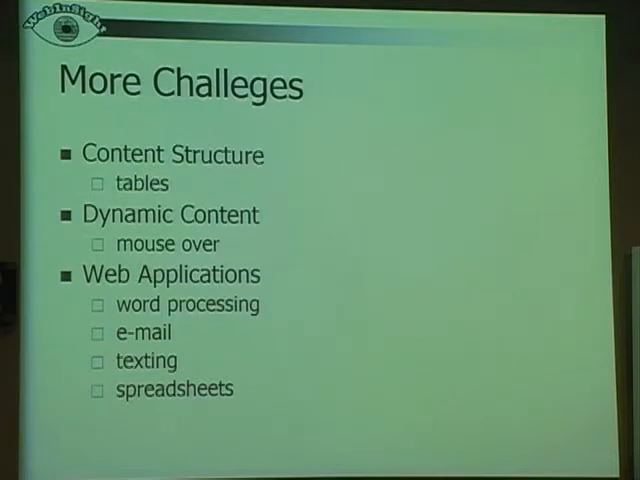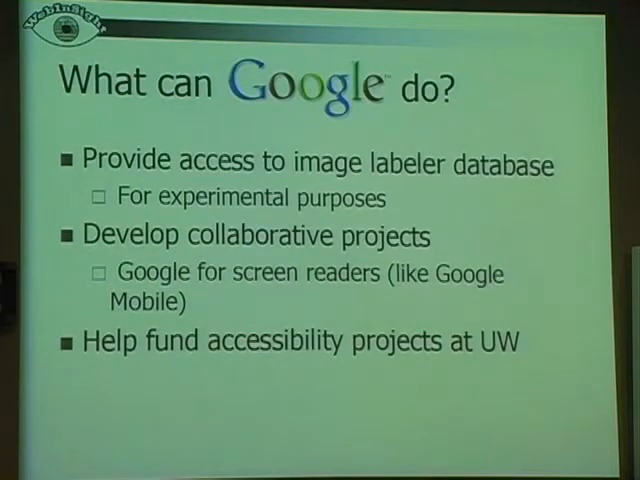So that's sort of work that we're going to do in the future. So what can Google do? I don't know. I probably should have written a new list after our meeting today, but provide access to the image label database for experimental purposes. I actually suggested that today, and I did get some pushback on that idea.